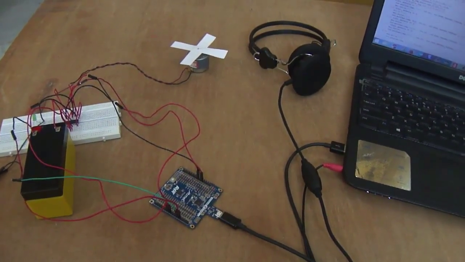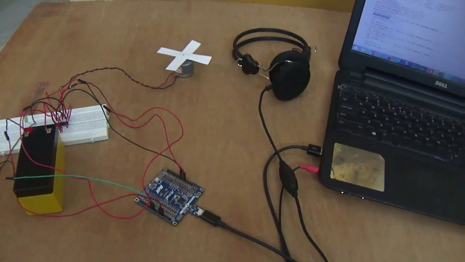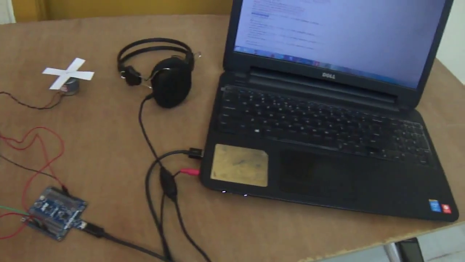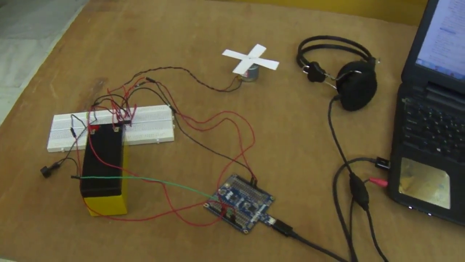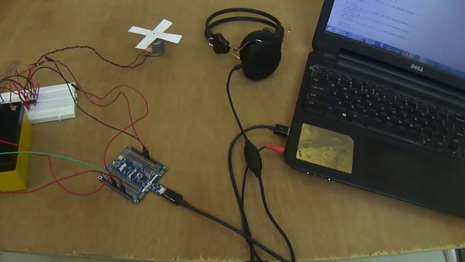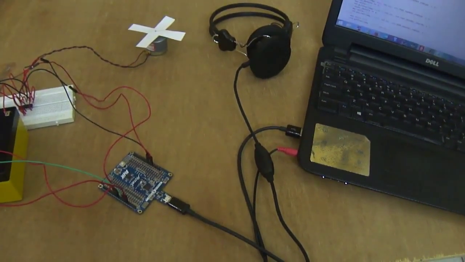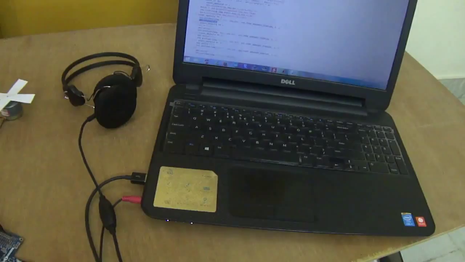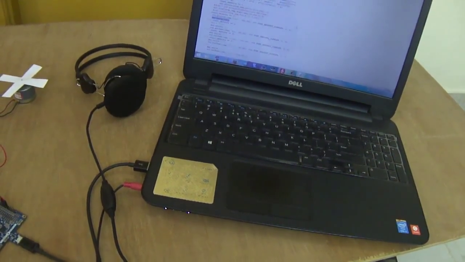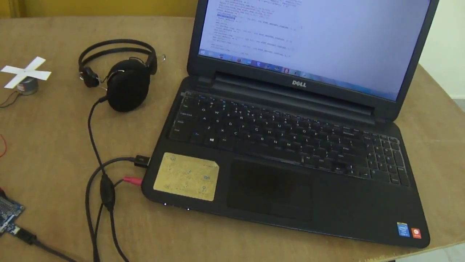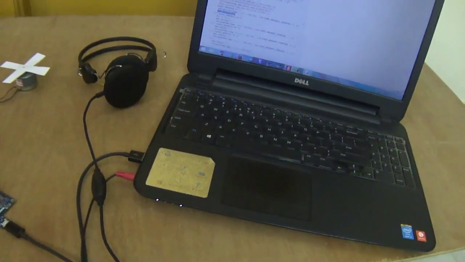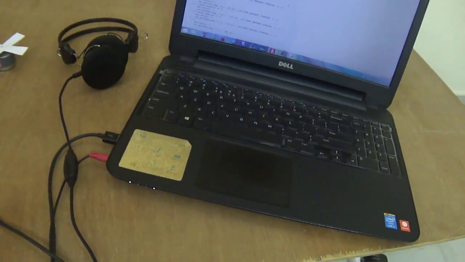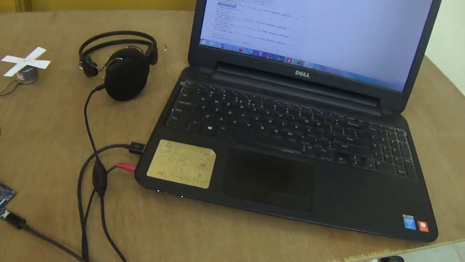Let me explain the different units in my project. The first one is the image processing unit and the second one is the microcontroller unit, and we need to interface both using the serial communication unit. In the image processing unit, we use Python as the programming environment, and OpenCV is the image processing library used.